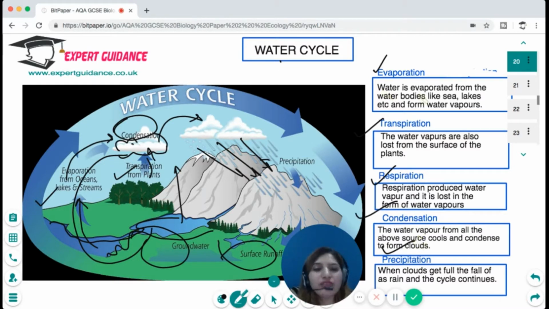In evaporation, water is evaporated from the water bodies like sea, lakes, etc. to form water vapors. In transpiration, the water vapors are also lost from the surface of the plant. In respiration, it is producing water vapors and they are lost in the form of water vapors. In condensation, the water vapors from all the above sources cool and condense to form clouds. And in precipitation, when the clouds get full, they fall as rain and the cycle continues.